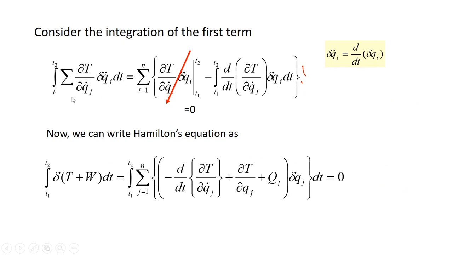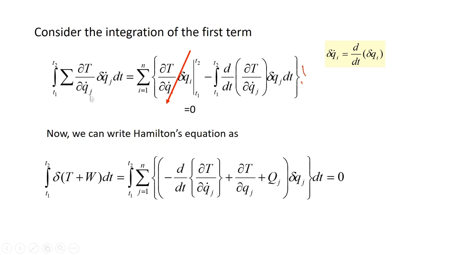If I take this as the first term and this as the second term, the integration by parts rule says: first term into the integration of the second term. So the second term, when we integrate it with respect to t, becomes delta q, and then we put the limits t1 and t2, minus the integration of the derivative of the first term, which is this, times the integration of the second term, delta q j dt.